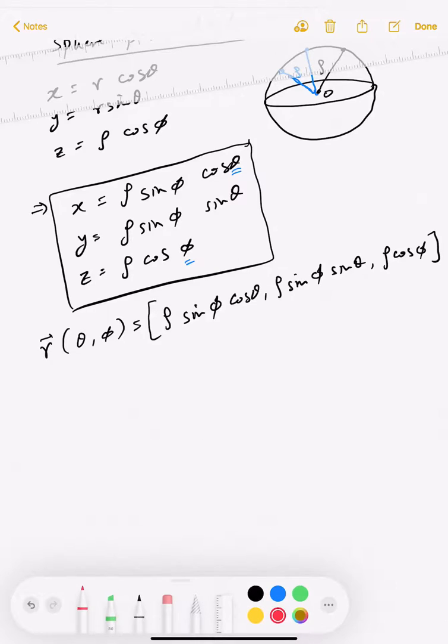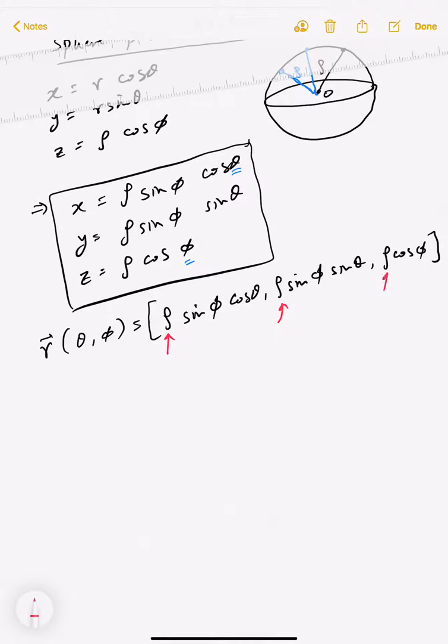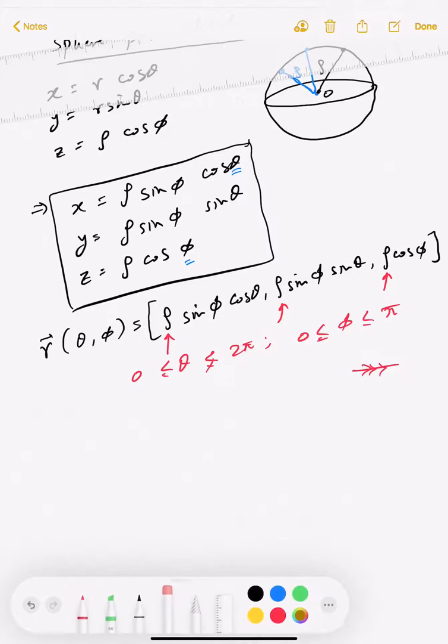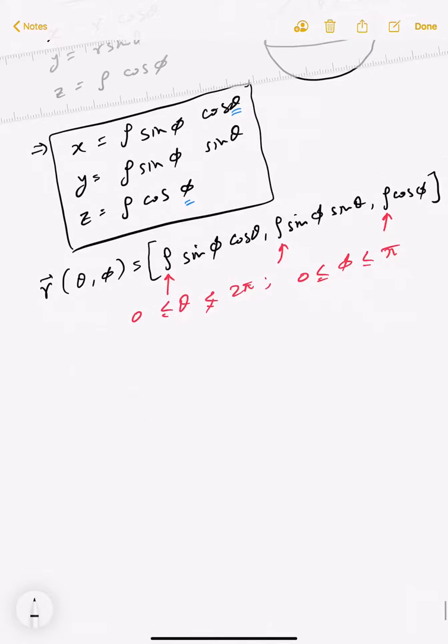And remember, because we are dealing with a sphere, this rho is a fixed value. For example, if the radius is 1, as in the unit sphere, rho is 1. If it's 2, then 2. But the theta is from 0 to 2 pi, and the phi is from 0 to pi. If we want to be more accurate, theta cannot be 2 pi, so that we have a unique representation for any point. Because if theta can be 0 and it can be 2 pi, then for points on the positive z-axis, you can select 0 or 2 pi. To guarantee uniqueness of the coordinates, we just say theta is bigger than or equal to 0 and less than 2 pi, without the equality.